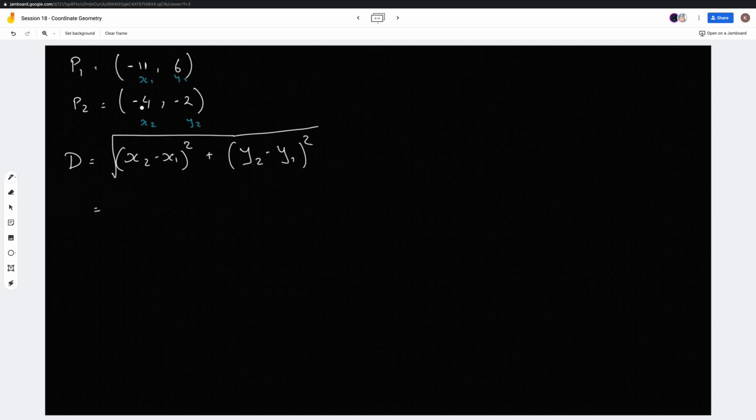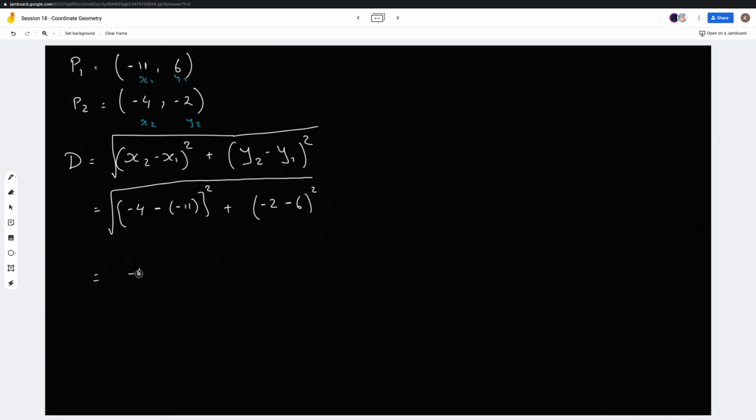Let us solve for this and see what happens. What is x2 value? x2 value is negative 4 minus, what is x1 value? Negative 11. And the whole thing is in the square plus y2. What is y2? Negative 2 minus 6 whole square, which is under the square root.